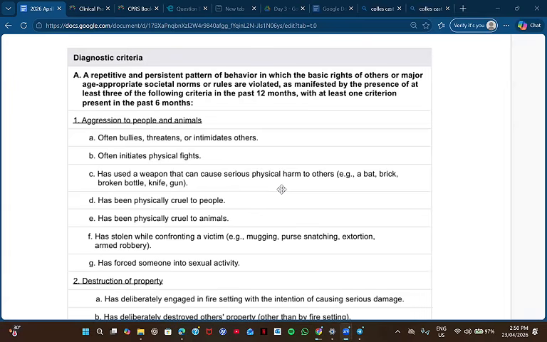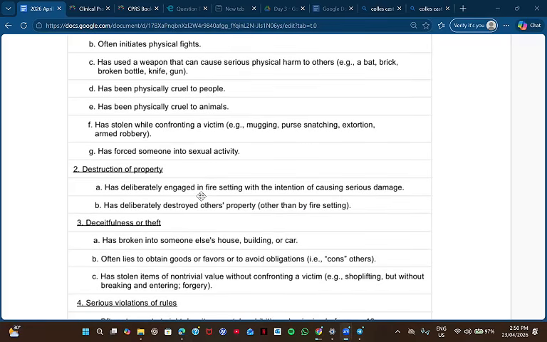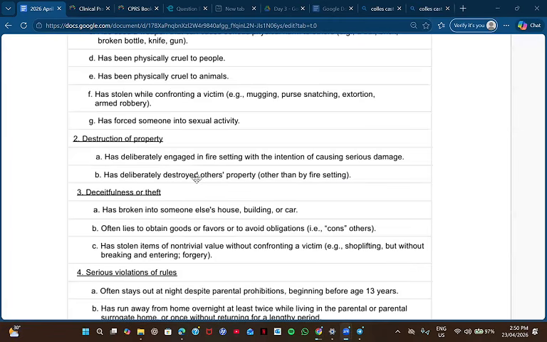Animal cruelty, has stolen, confronting a victim. Mugging, purse snatching, then armed robbery. Has forced someone into sexual activities. Destruction of property: has deliberately engaged in fire setting with the intention of causing serious damage, has deliberately destroyed the other's property.